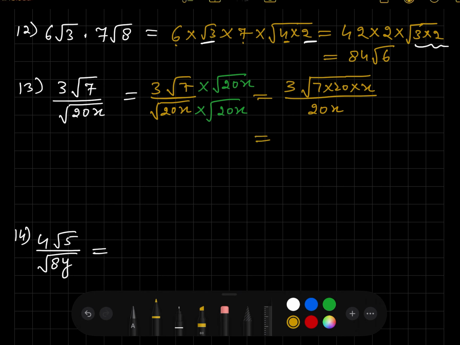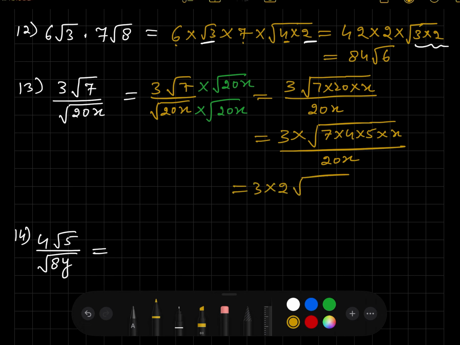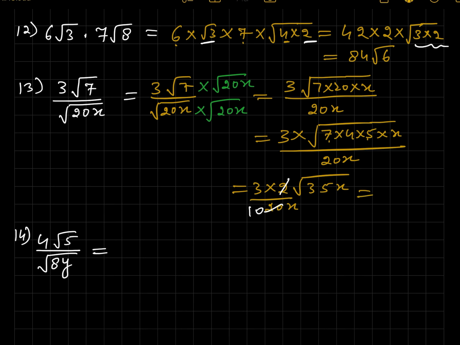So here I can write 3 times, now square root of 20 can be written as what? It can be written as 4 times 5 times x over 20x. So I can say this is 3 times square root of 4 is 2, and under radical sign would be then 7 5s 35x and this over 20x. So now I can cancel this. So our final answer for this is what? This is 3 square root of 35x over 10x.